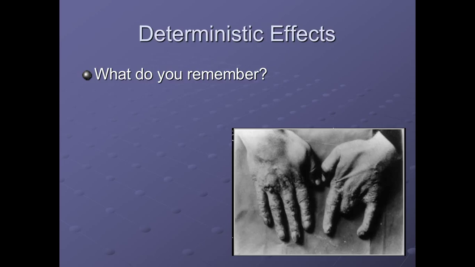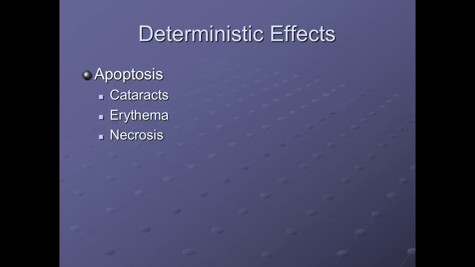So, deterministic effects. What do you remember about deterministic effects? Well, the deterministic effects that are seen in tissues are due to the apoptosis. So this is due to the DNA chain and the cell actually dying. And so you're looking at kind of damage rather than risk of cancer when we think about deterministic effects. So this is things like cataracts if it's in the eye, erythema, which is skin reddening, or tissue necrosis when there's enough cell death to actually start killing organs.